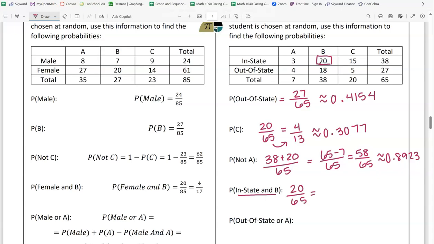So that's why I like two-way tables. I feel like they make things quite a bit easier.